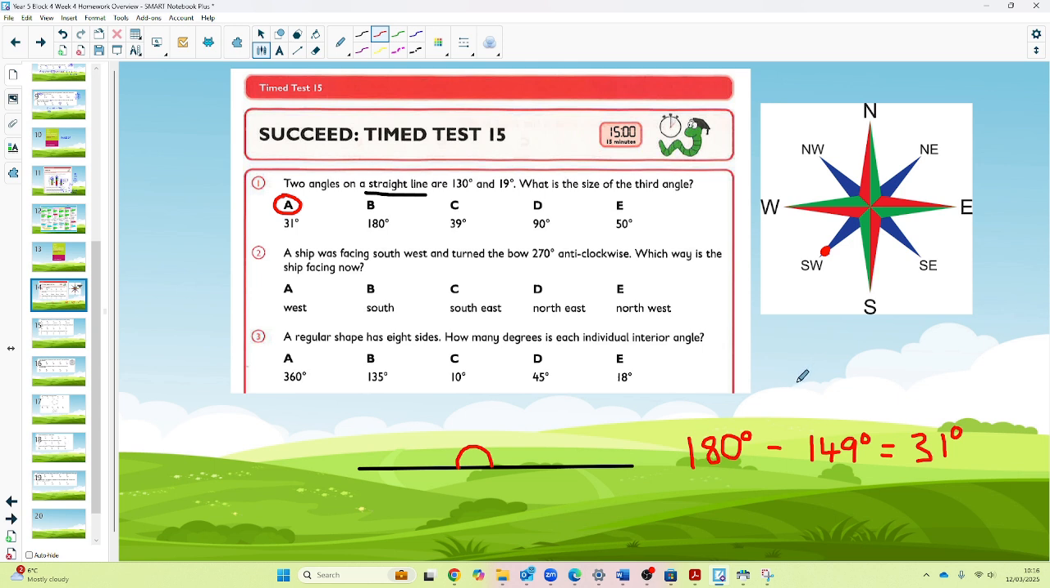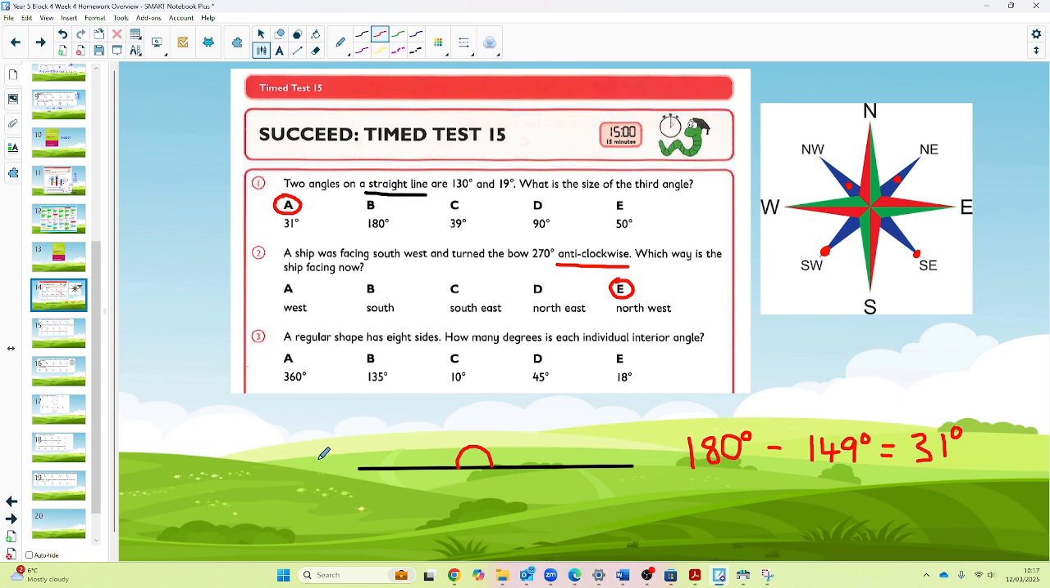The important thing on this question is that we go anti-clockwise, otherwise we're going to get a completely different answer. As we're turning 270 degrees, I like to think of that as three 90-degree turns. So let's work it out. One 90-degree turn will take me to southeast. A second 90-degree turn will take me to northeast. I've gone through 180 degrees there, and then one more 90-degree turn will have me facing northwest. So the answer is E.